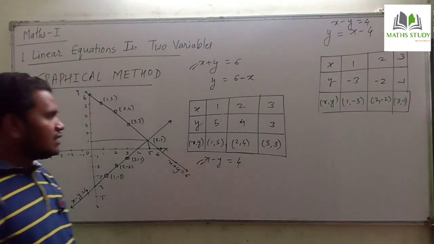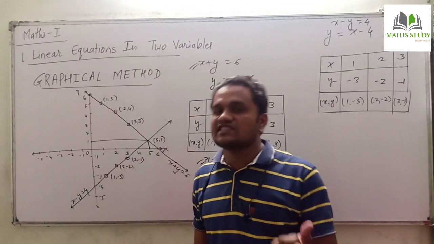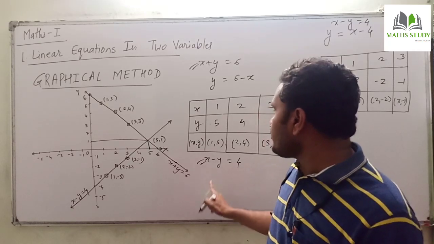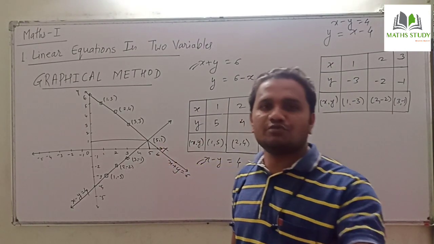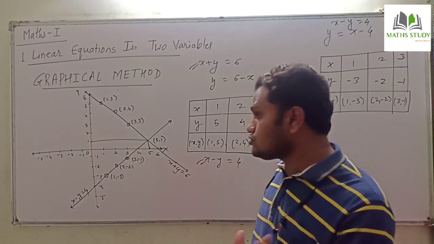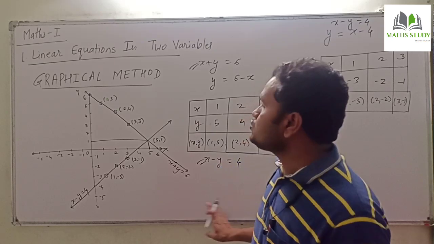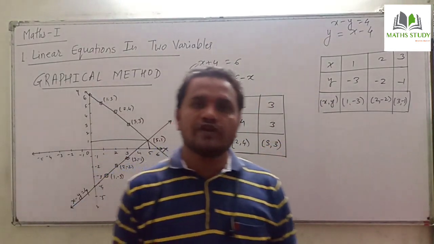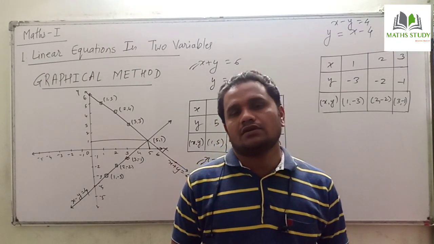If you remember, before the start of the question, when I solved this simultaneously, my answer was 5, 1. If I do it by Cramer's rule too, even if I solve it using Cramer's rule, I'm going to get the same solution. Okay? In this way, we have solved linear equations in two variables by using the graphical method.